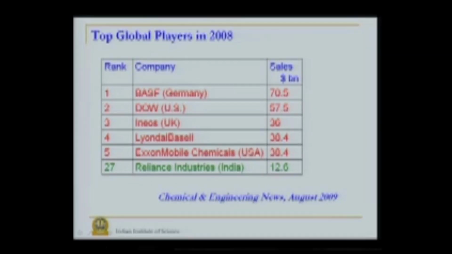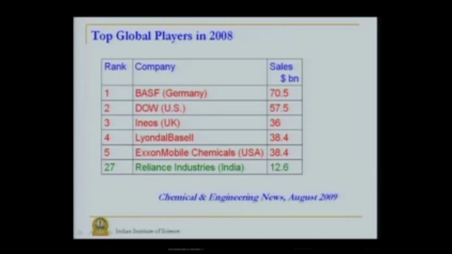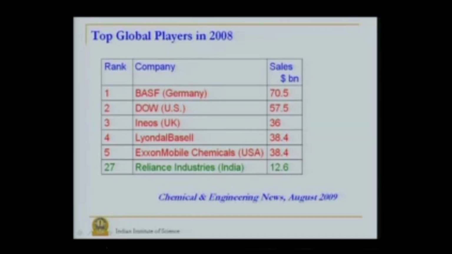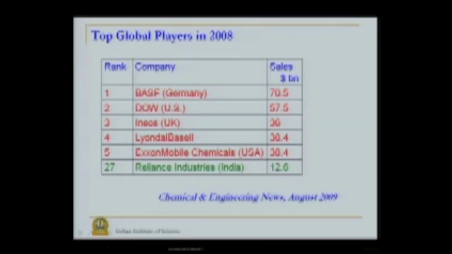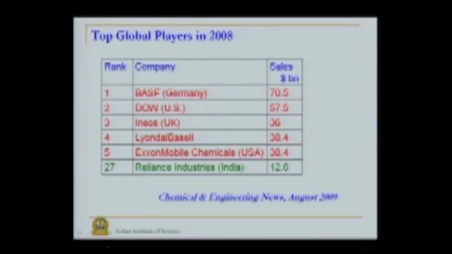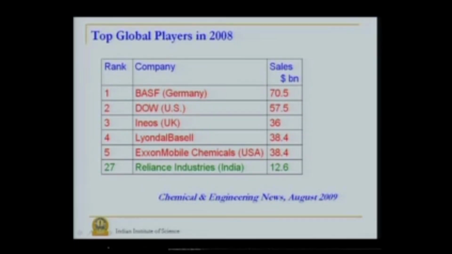I am referring to purely chemical companies. There you see BASF having occupied number 1 position for the last several years now, at global sales of about 70 billion. Dow from United States comes in the second place, and then at number 3 and 4 are two companies which probably you would not have heard, even I had not heard them till a couple of years back, Ineos and Lindell-Basel.